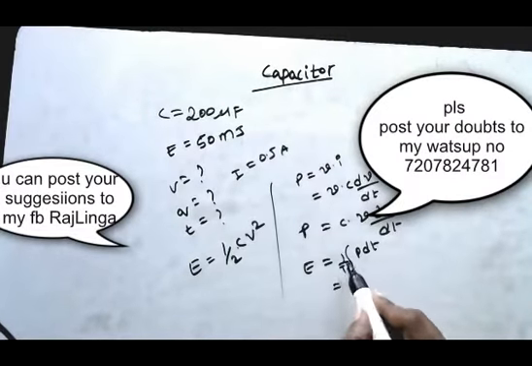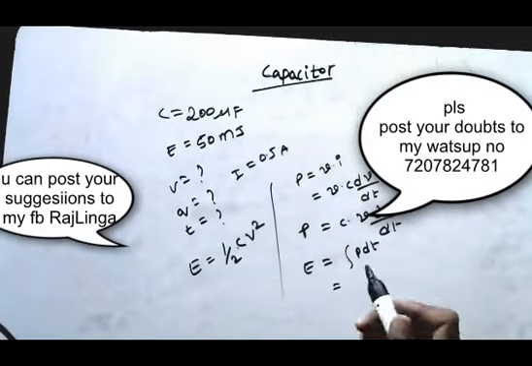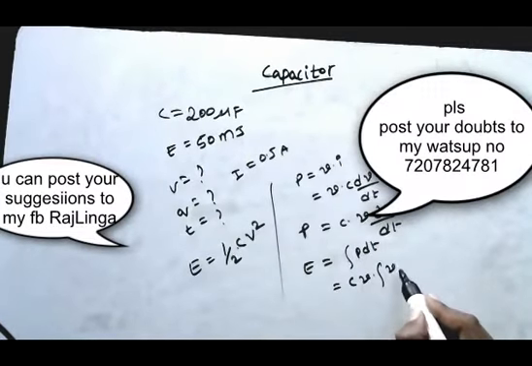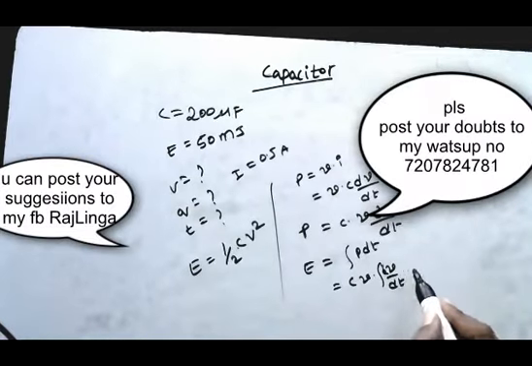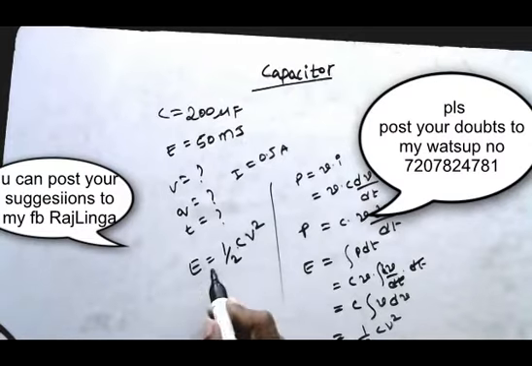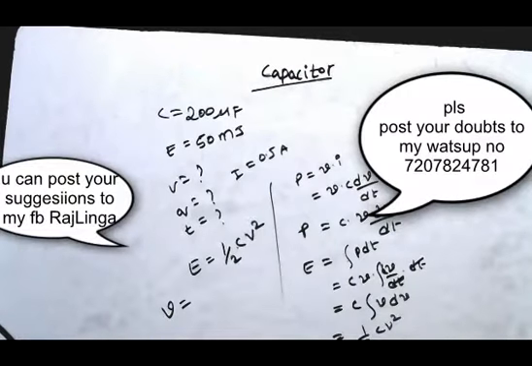So here, C into V into integration of dV by dt into dt. C into integration of V dV, that is equal to 1 by 2 C V square. This is the derivation for this energy. Now from this, V is equal to root of 2 into E divided by C.